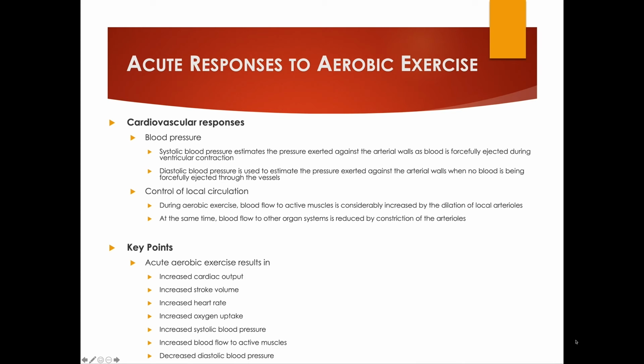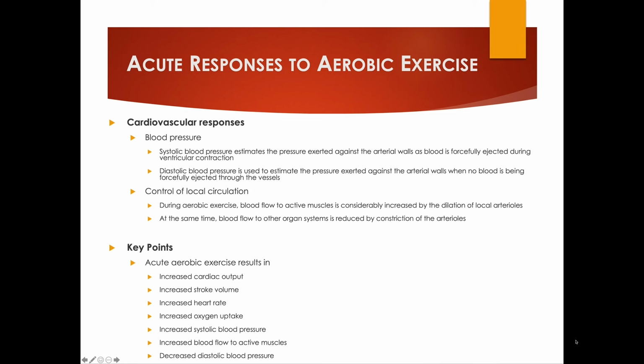You got blood pressure. So systolic estimates the pressure exerted against the arterial walls as blood is forcibly ejected during ventricular contraction. Okay, that's going to increase during exercise just because you will have an increase in blood volume during exercise. So systolic should go up linearly with intensity. Remember, diastolic is the pressure exerted against the arterial walls when no blood is being forcibly ejected through the vessels. Diastolic should remain during all exercises roughly the same. You shouldn't see a major change in diastolic.